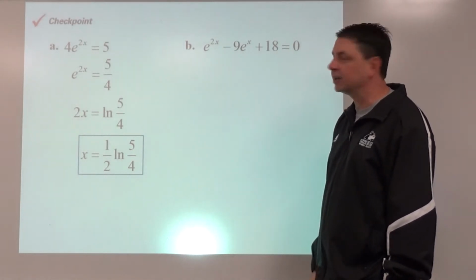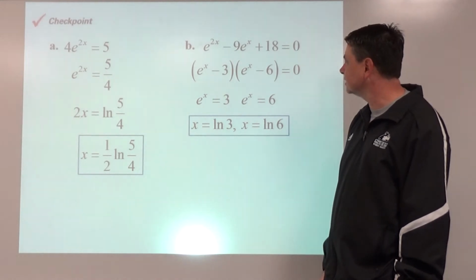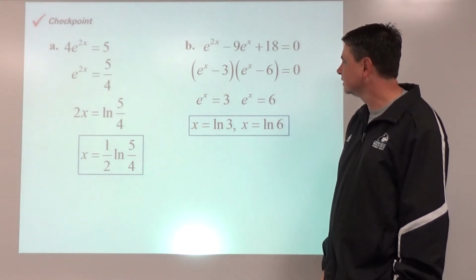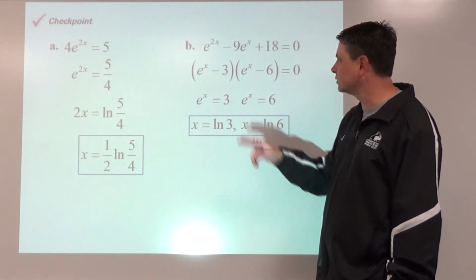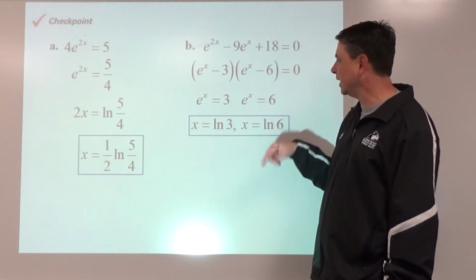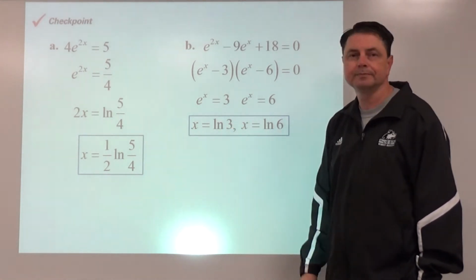Part B, I think we could factor this. e to the x minus 3, e to the x minus 6, e to the x equals 3, e to the x equals 6. Rewrite those. x equals log base e of 3, and that's natural log. Go.